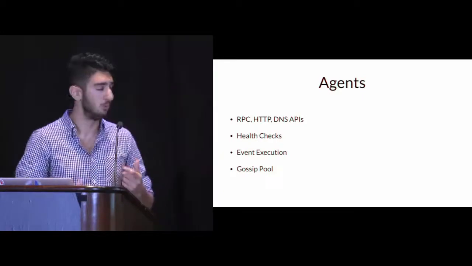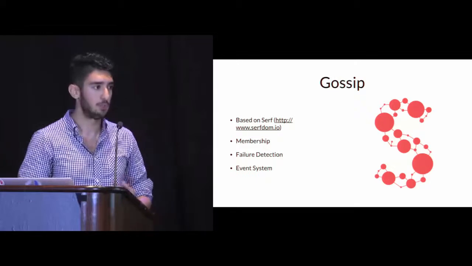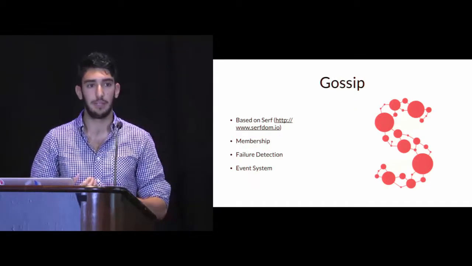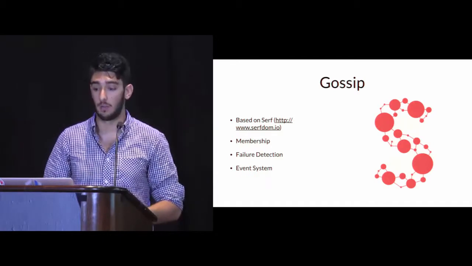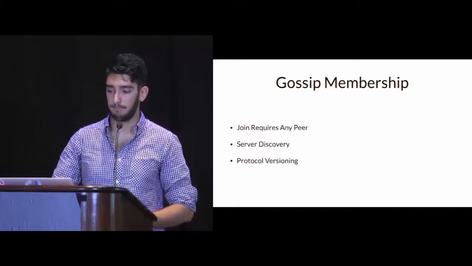And they're part of this gossip pool. I hinted at this earlier. The gossip pool is based on a different project we have called Serf. It provides 3 main utilities to Consul: one is membership, the failure detector, and the event system.